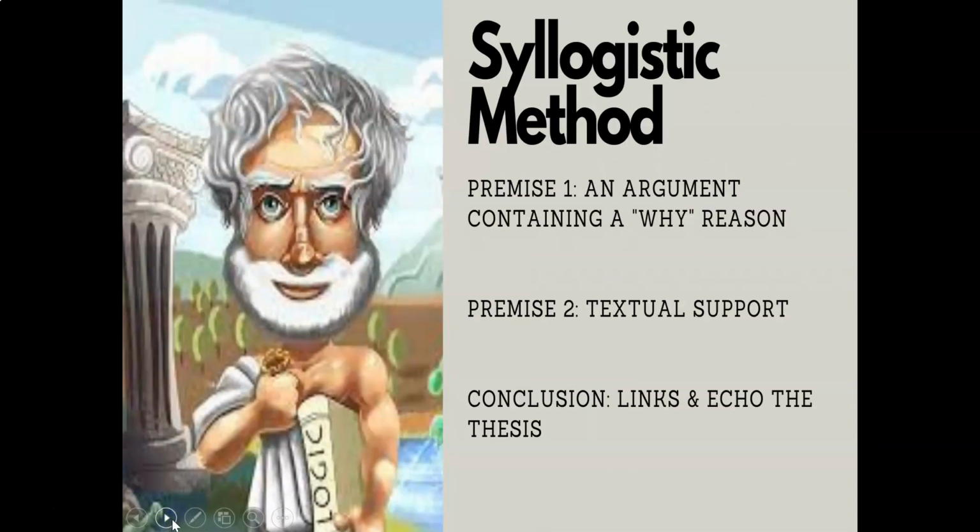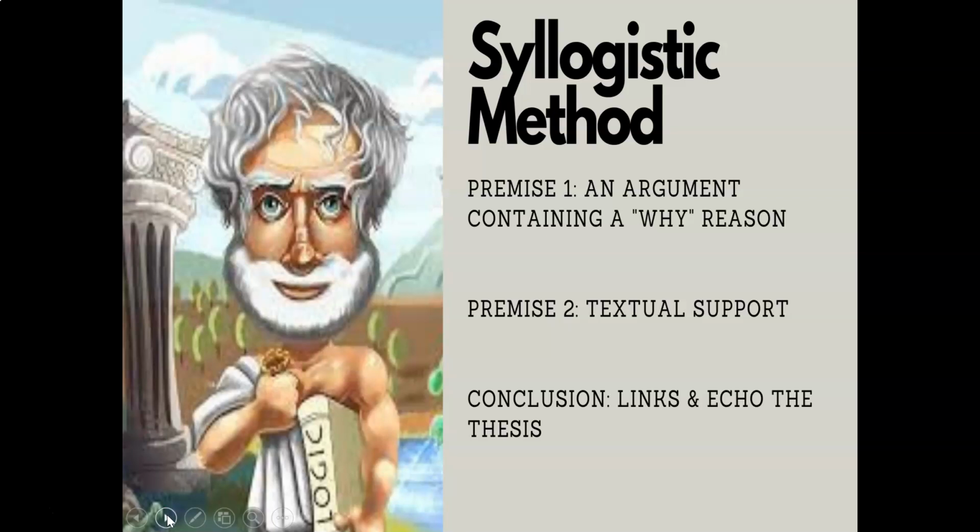But in terms of constructing it for synthesis, the first premise is going to be an argument containing a why reason. The second premise is going to be the textual support, and the conclusion is going to be the links and echoes to the thesis. In a syllogistic body paragraph, students are shooting for 10 sentences, hard cap at 12, unless they have a reason to go over, but I really don't like them going over. They tend to blow the line and break their line of reasoning.